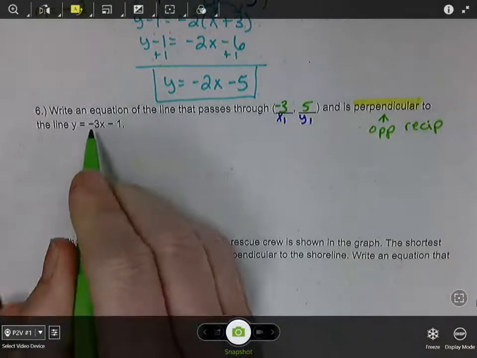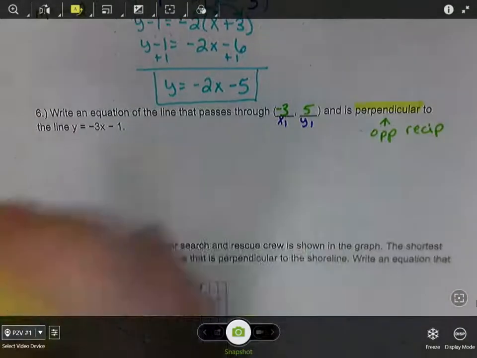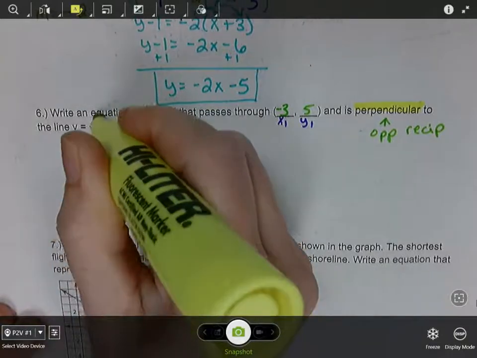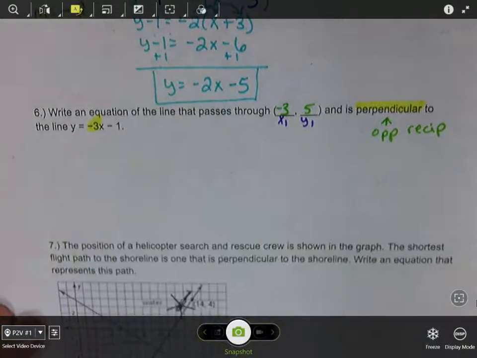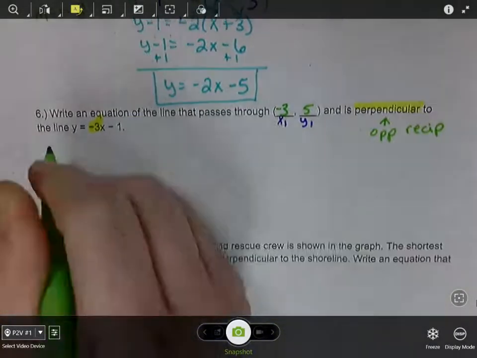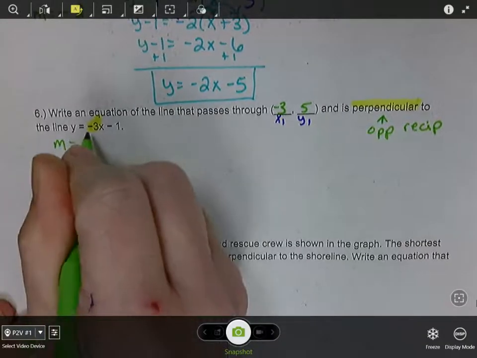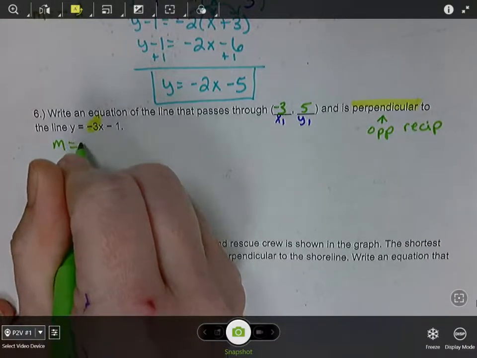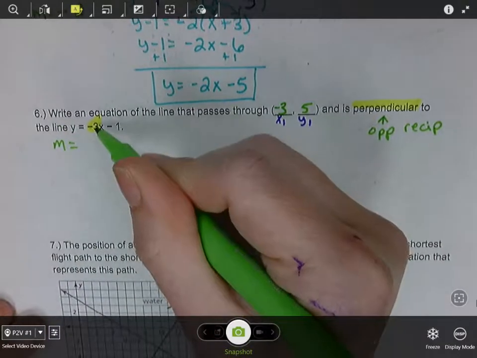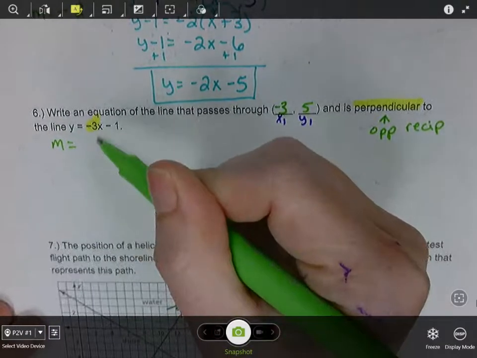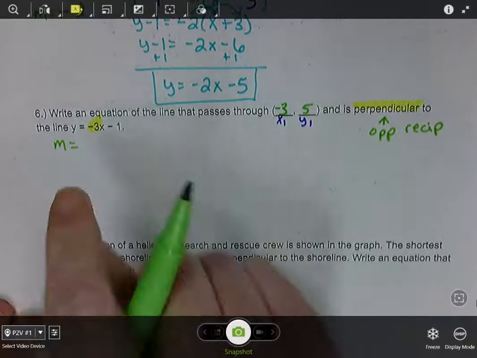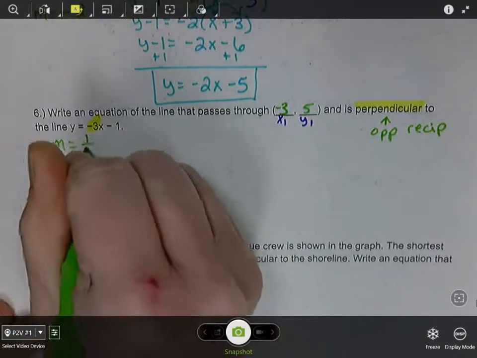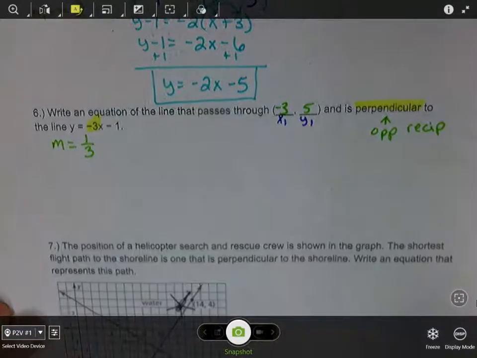Okay, so look at this slope here. This slope is -3. Okay, -3 is the slope. I need the opposite reciprocal. Okay, opposite, this one's negative, so the opposite would be positive. So my number's positive, and this number's 3, and so the reciprocal, that's 3/1, the reciprocal would be 1/3. So my slope would have to be positive 1/3.